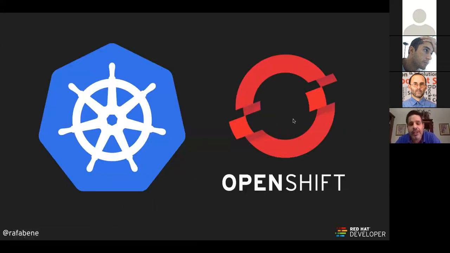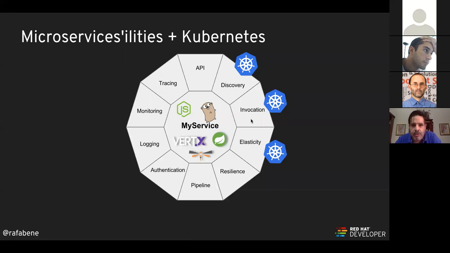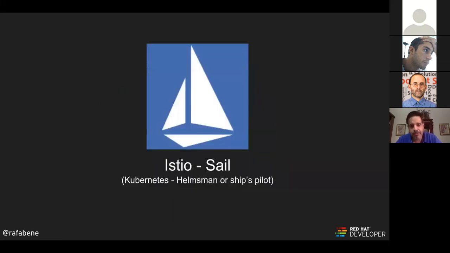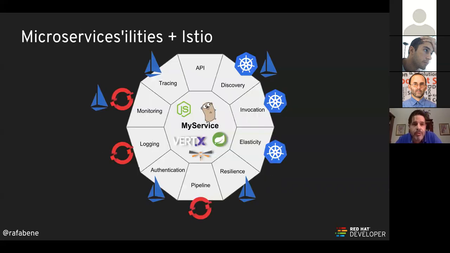So fortunately, we can use Kubernetes and OpenShift. Kubernetes provides us for free discovery, invocation, and elasticity. On the other hand, we have OpenShift that provides us with monitoring, logging, and pipeline. And with Istio, that's the implementation of Service Mesh that I have defined.